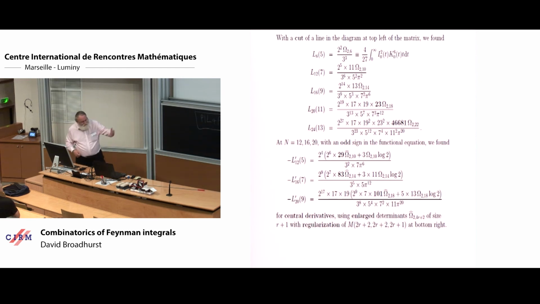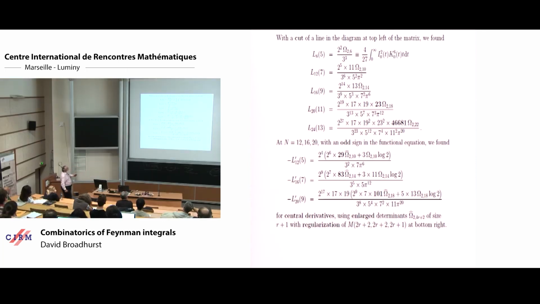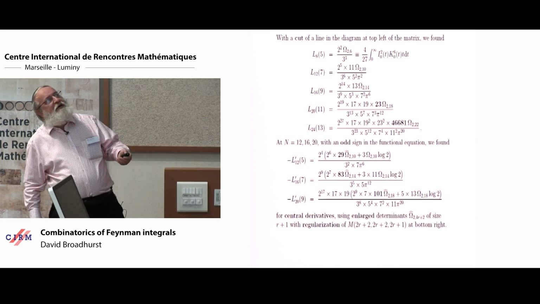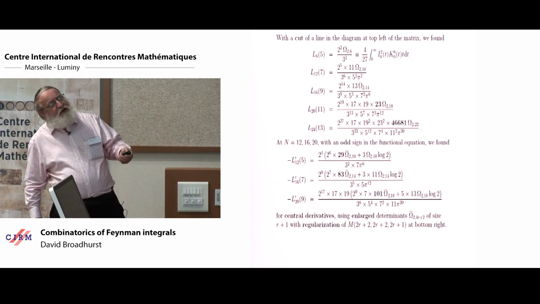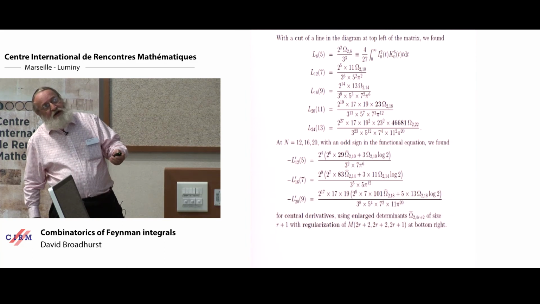Then, of course, when you do this, the first few become difficult, but then it becomes wonderful. So here now I've got different arguments, with the same number of Bessel functions increasing by 4, and that just corresponds to cutting a line in a Feynman diagram at the top left of the matrix, and I find these numbers.